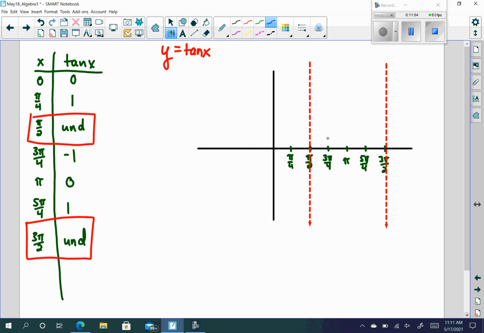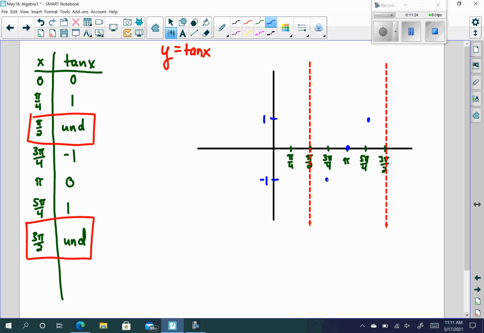So at 3 pi over 4, let me put a 1, and we'll do a negative 1. So at 3 pi over 4, we're down here at negative 1. At pi, we're at 0. And then at 5 pi over 4, we're at positive 1. Now, this isn't an arc like sine and cosine. It's not a curve like that.